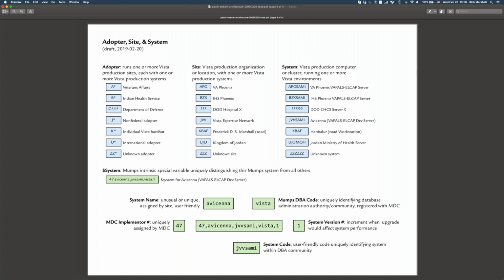And finally, there's one more little piece of information in here, and that is this value is also extremely useful. This dollar system value is extremely useful when you are doing performance monitoring, performance metrics.